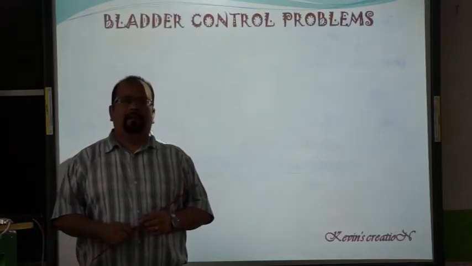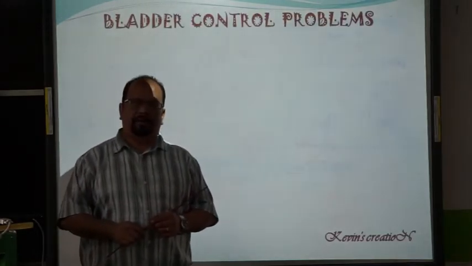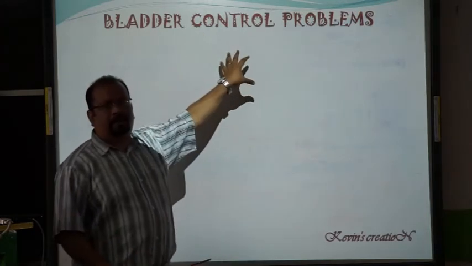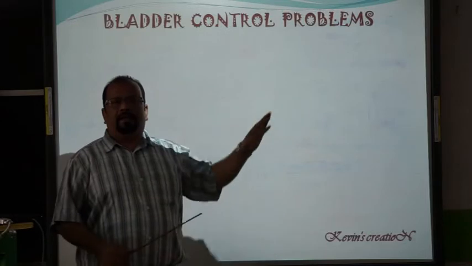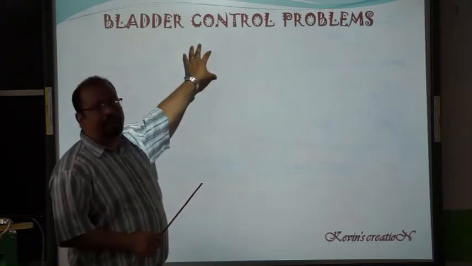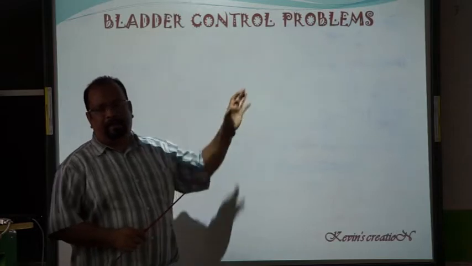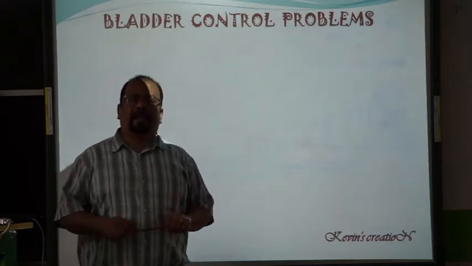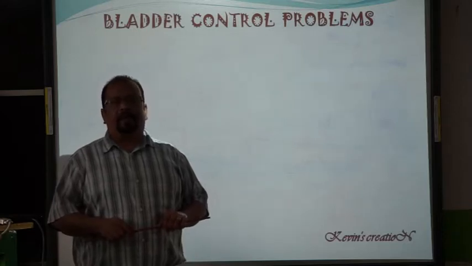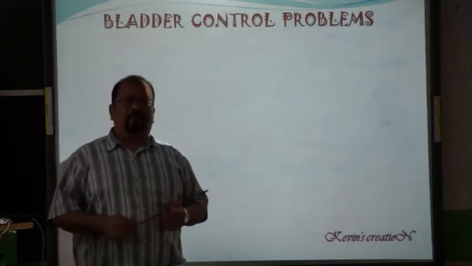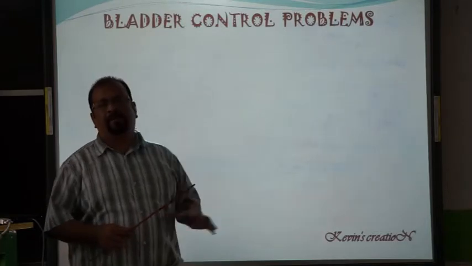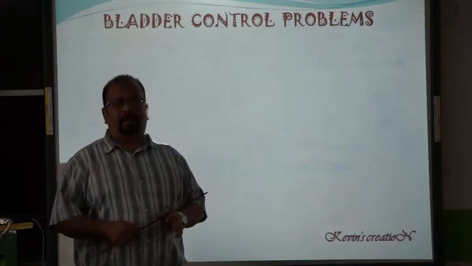Next we have bladder control problems. As the name suggests, bladder control. Some human beings don't have control over their urinary bladder. That means they can urinate anytime. Or one example could be leakage of the urinary bladder. You don't have control over the urinary bladder.